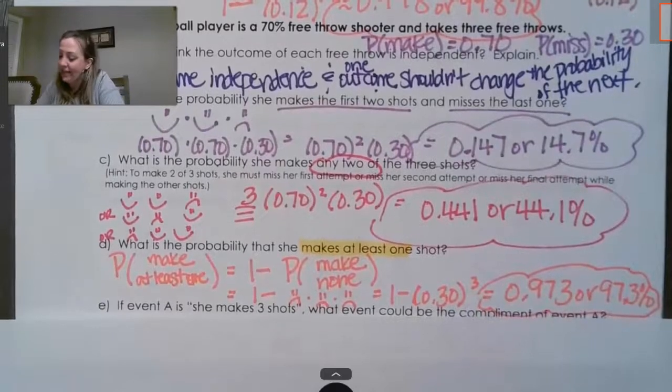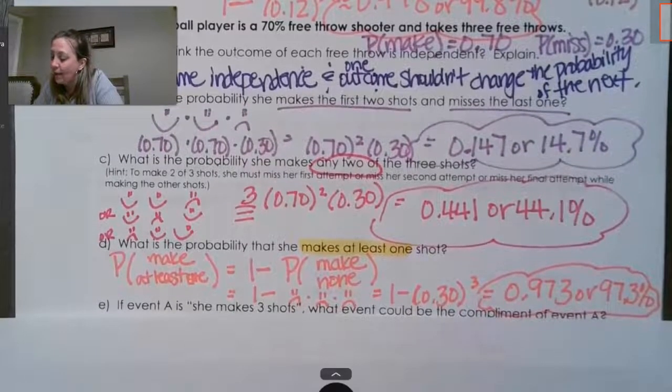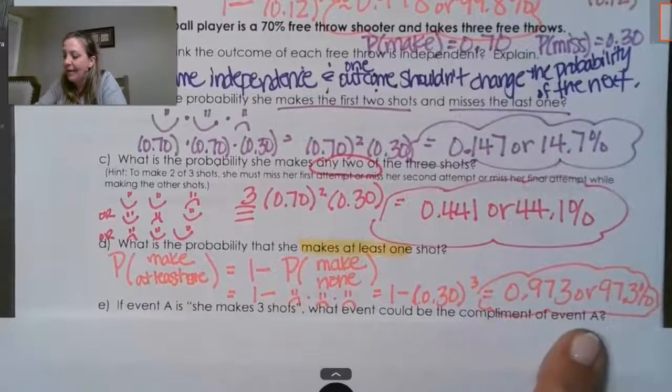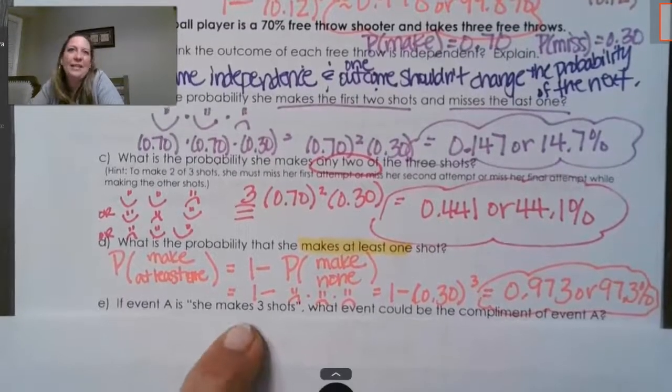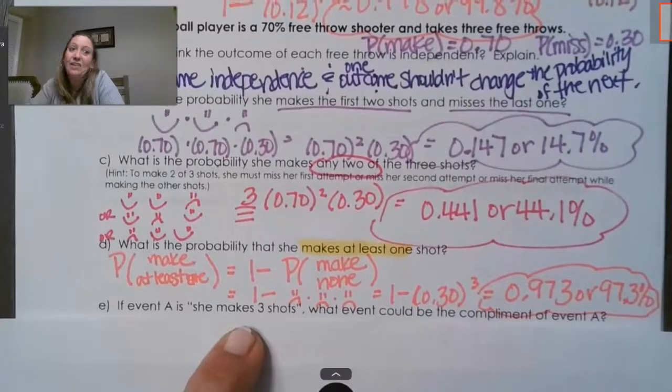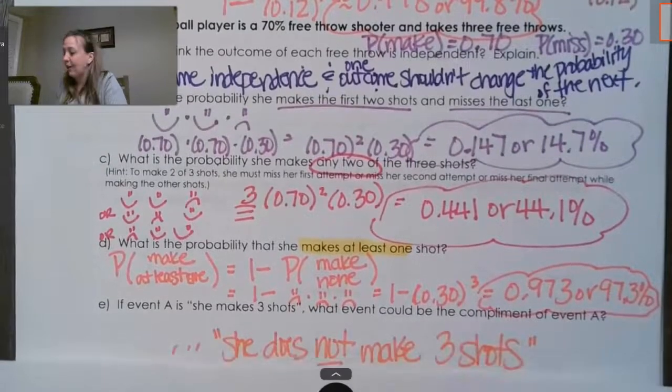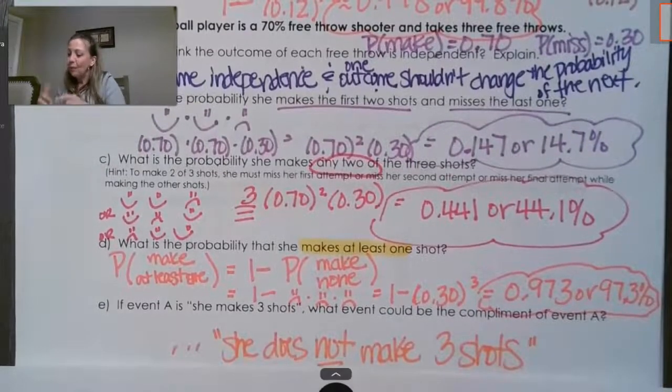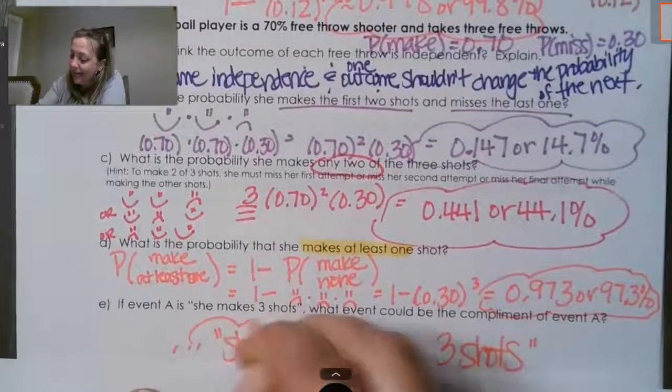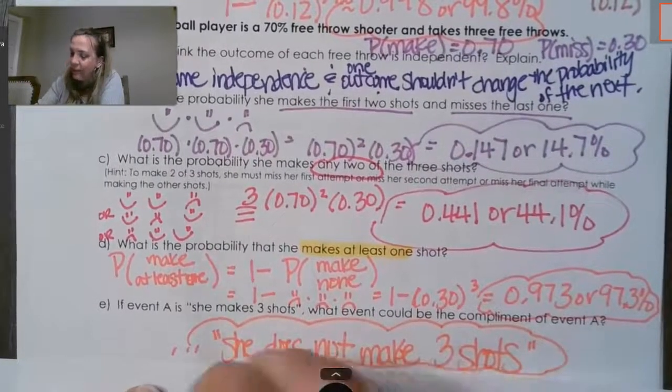And then lastly, if event A is she makes 3 shots, what event could be the complement of event A? Well, is there something that means doesn't make 3 shots? There isn't. So this should be our correct answer. The only thing we could really say is she does not make 3 shots.